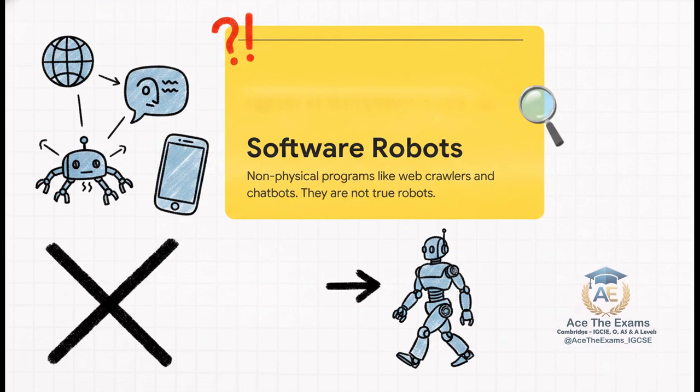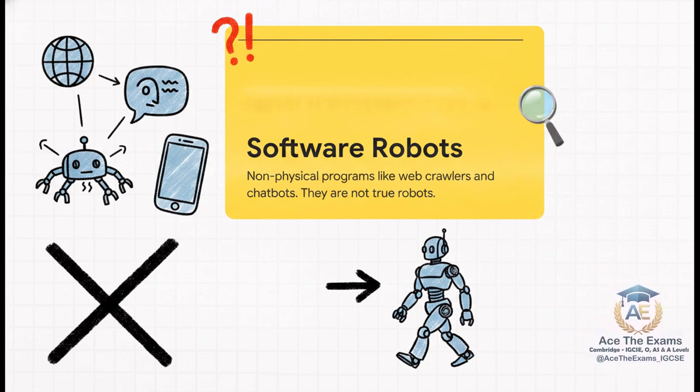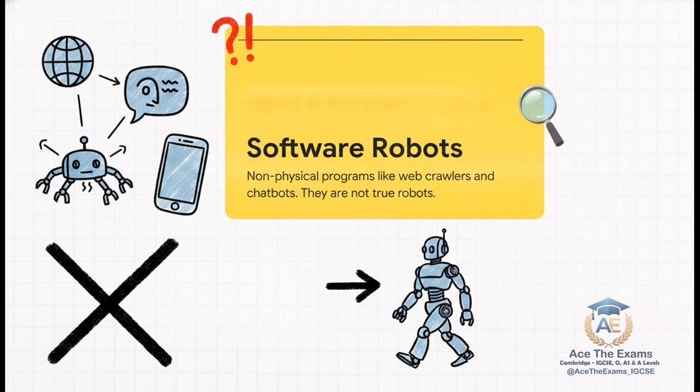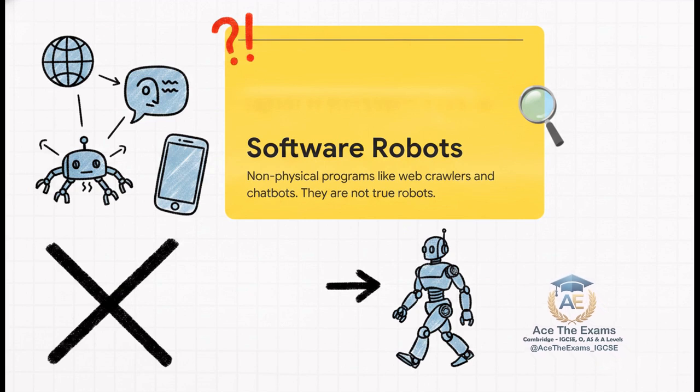You'll often hear the term software robots or bots. These are programs like web crawlers that endlessly roam the internet, scanning and categorizing websites for search engines, or chatbots that pop up on banking websites to answer your questions. But listen closely: according to the strict Cambridge syllabus definition, because they completely lack physical movement and mechanical structures, they are not technically true robots. Keep that distinction incredibly sharp in your mind.